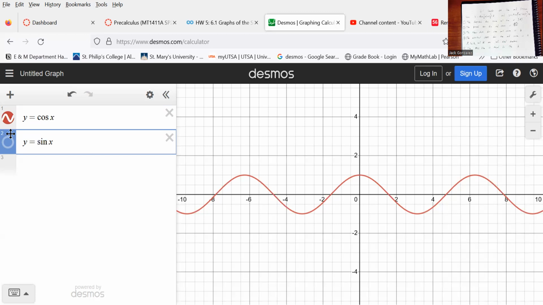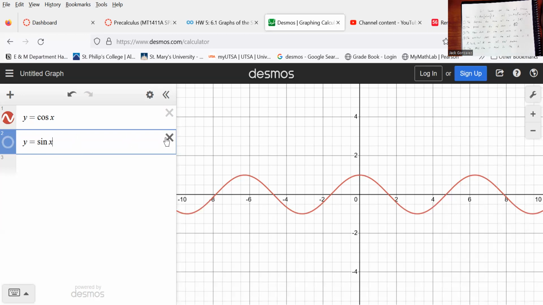Period meaning, how long does it take to cycle through and start over? 1 period is 0 to 2 pi. 2 pi is about 6.2 or something, right? About here. If you have a number, this is the original cosine.